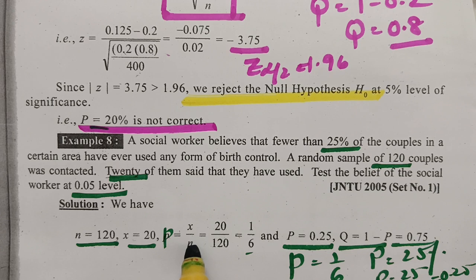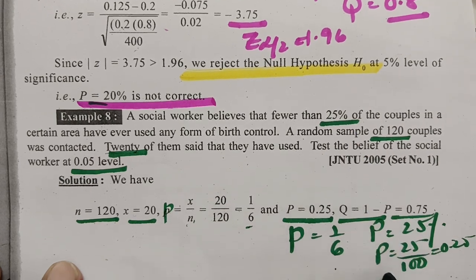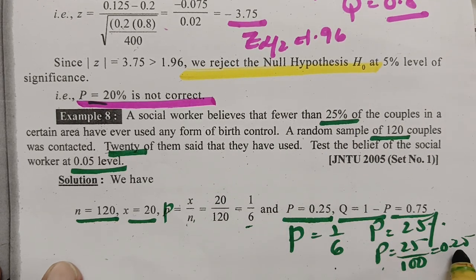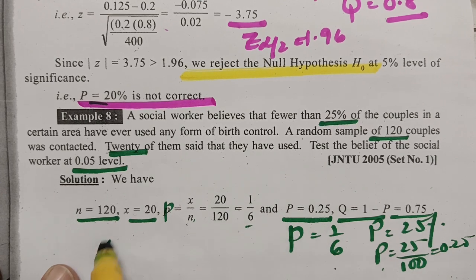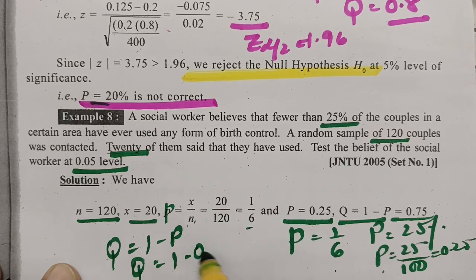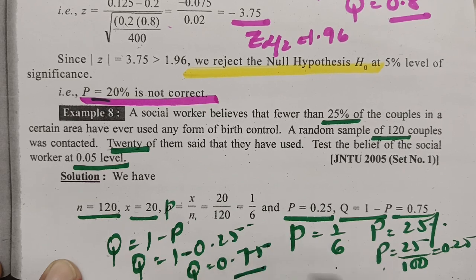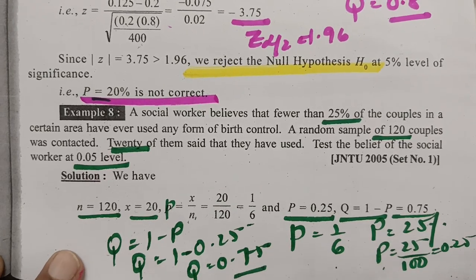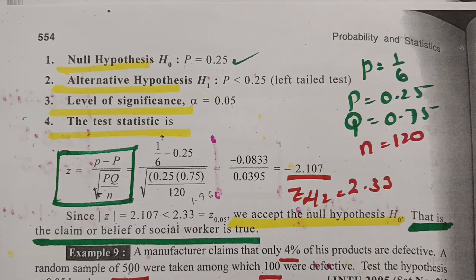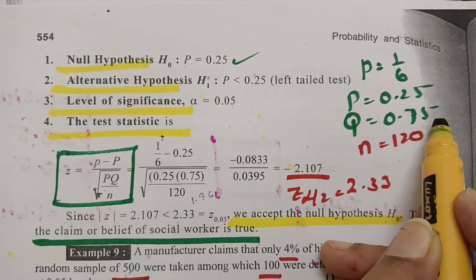Small p is equal to x by n, 20 by 120. This is 1 by 6. So small p is equal to 1 by 6 and capital P is equal to 25%, that is 25 by 100, which is equal to 0.25, and capital Q will be 1 minus P, that is 1 minus 0.25. Capital Q is equal to 0.75. So here is the small p value. Small p value is 1 by 6, capital P and capital Q are given. See here, small p 1 by 6, capital P 0.25, capital Q is equal to 0.75.